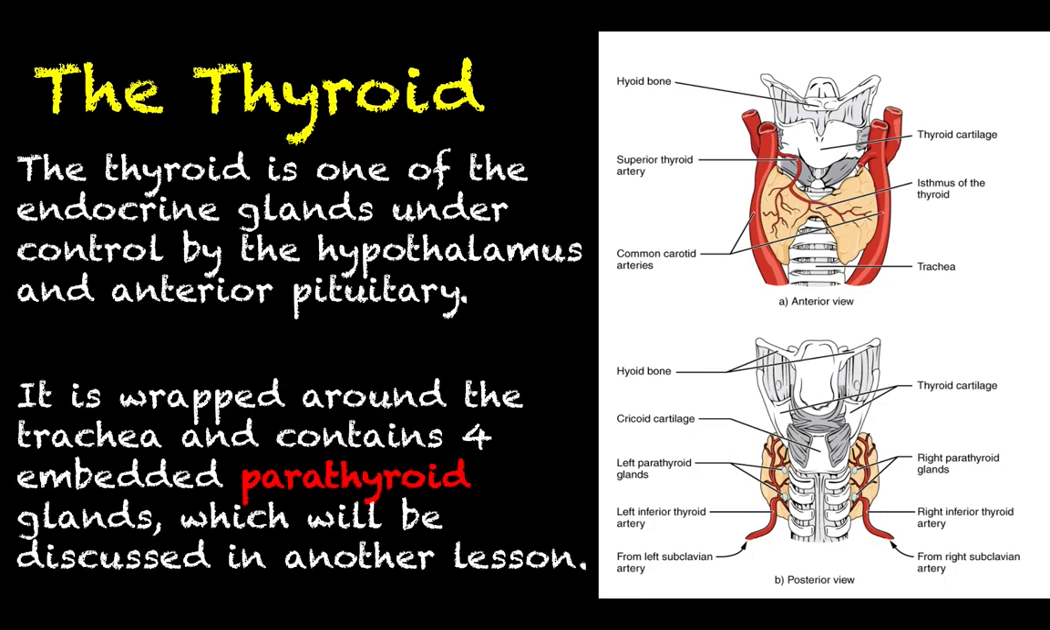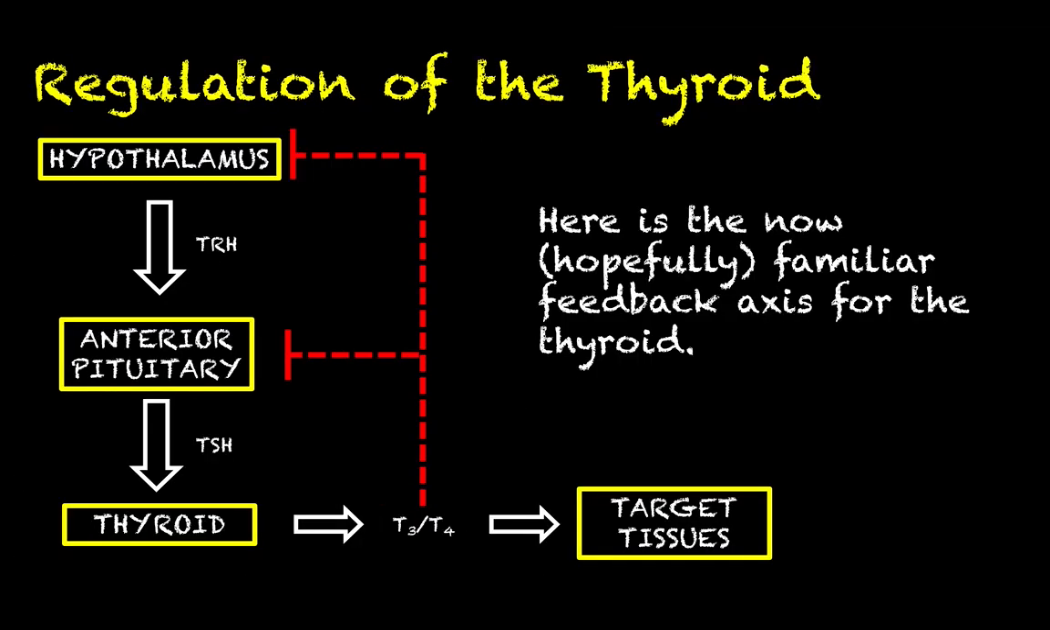So anatomically speaking, the thyroid wraps itself around the trachea and also contains embedded on its posterior side 4 parathyroid glands that secrete hormone that aids in calcium regulation, but we will cover that in a separate lesson when we actually focus on calcium homeostasis.